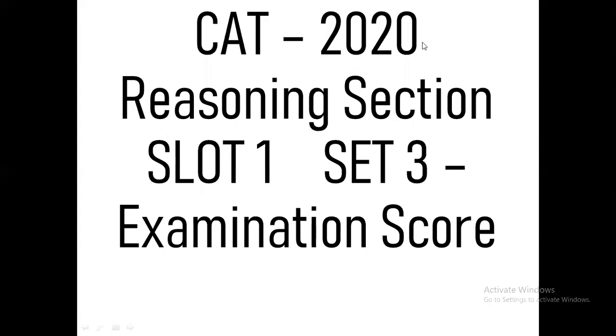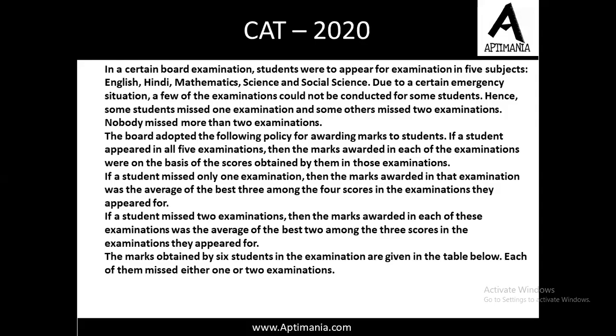Hello. In this video, we are going to discuss set 3 of the reasoning section of slot 1 paper, CAT 2020. So the question is, in a certain board examination, students were to appear for examination in 5 subjects. And the subjects are English, Hindi, Maths, Science and Social Science.